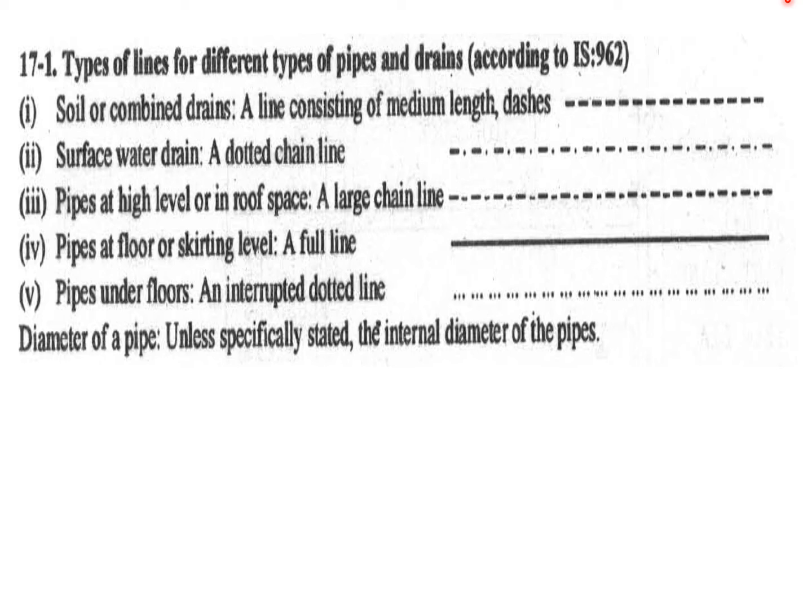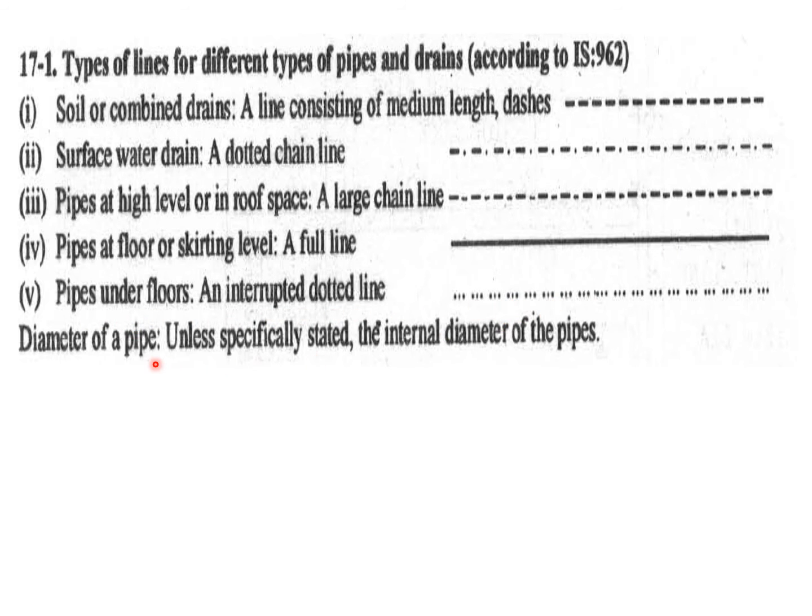It includes soil or combined drains. This kind of dashed line is followed, and for surface water lines, a dotted chain line is followed. For pipes at high levels or on the roof level, a long chain line is followed, something like this. For pipes at the floor or skirting level, a full line is followed. For pipes under the floors, intercepting dotted lines can be followed.